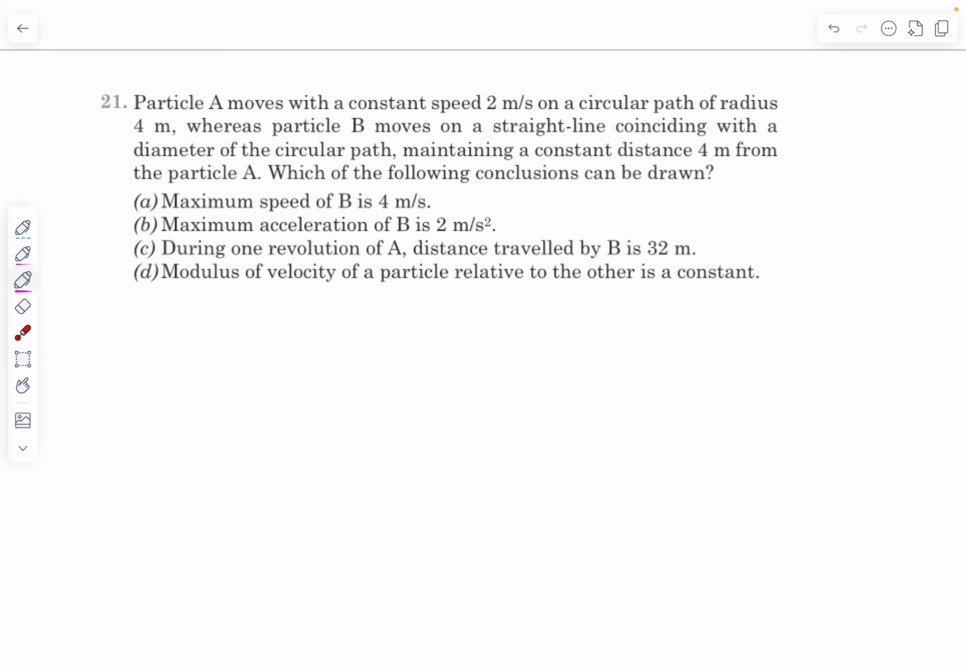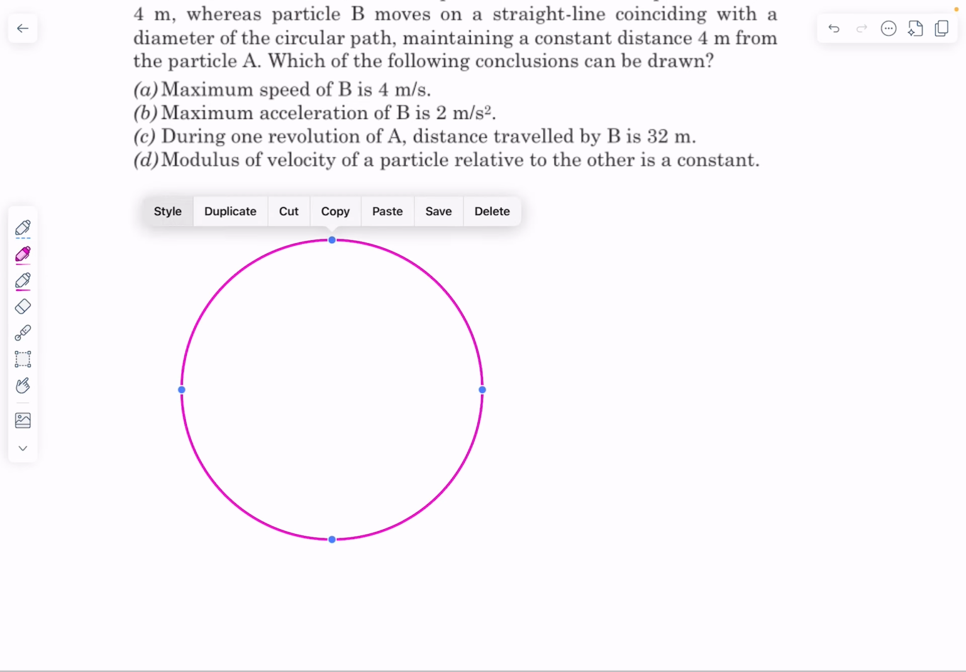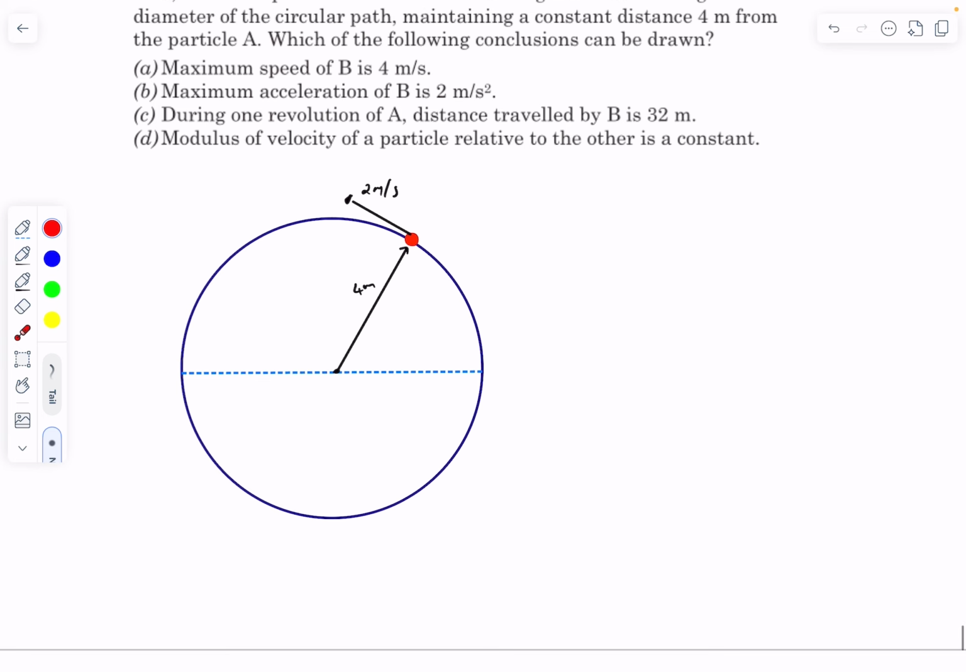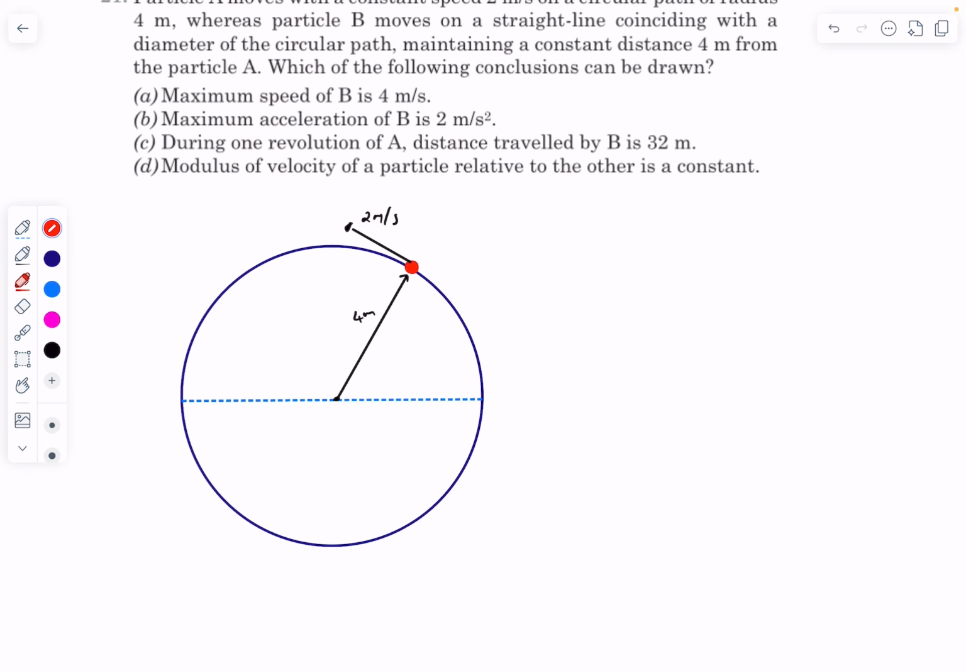So let's draw the diagram first. Let's say this pink line represents the trajectory of particle A. Let's draw the diameter of this circle. The particle is somewhere on the circle. The radius of the circle is 4 meters, and it is moving with a speed of 2 meters per second. So this is the situation given to us, and particle B is constrained to move along the diameter. But if you observe in the question, this is the slightly tricky part. Let's say particle B is somewhere over here. They have mentioned that the distance between these particles is also 4 meters.